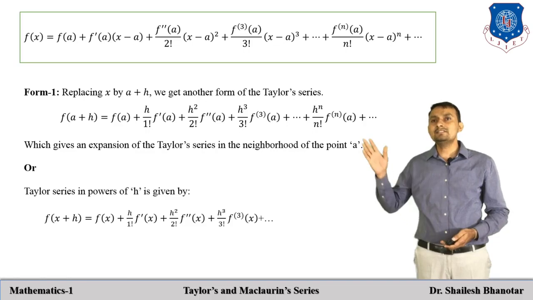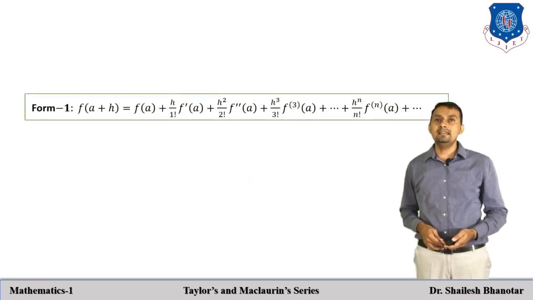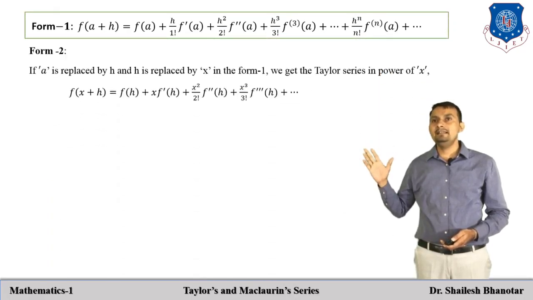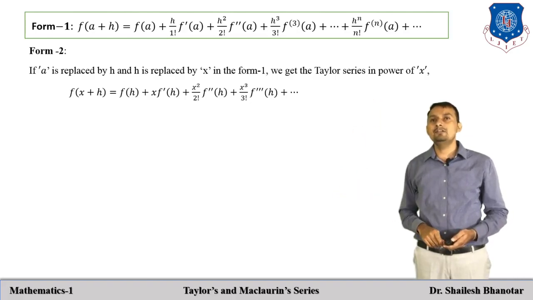So, in other words, if a is replaced by only x, then the form will be f of x plus h is equal to f of x plus h divided by 1 factorial f dash at x plus, and so on. And again, this is our form 1. But if we replace a by h and h by x in the form 1, we get the Taylor series in power of x.